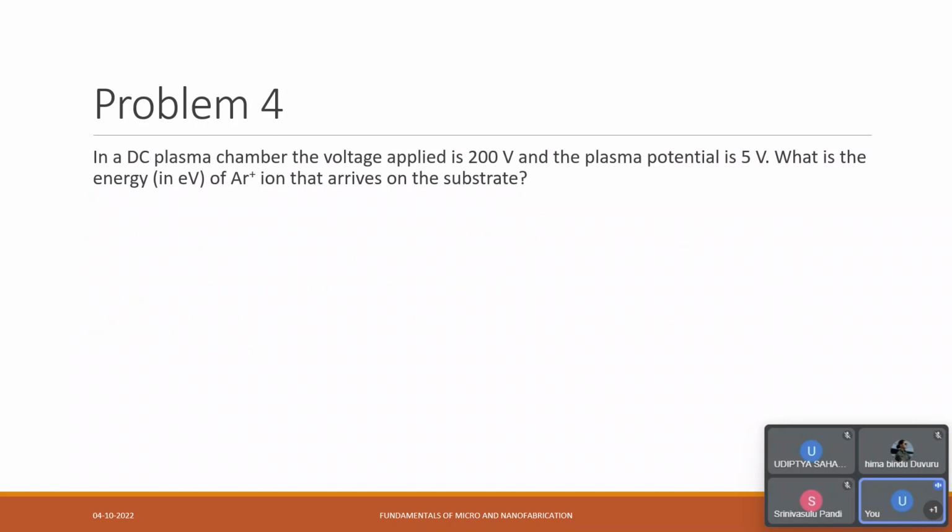So this is also a numerical. In a DC plasma chamber, the voltage applied is 200 volt. Okay. And the plasma potential is 5 volt. So you have to tell what is the energy of the argon ion that arrives on the substrate. Okay.